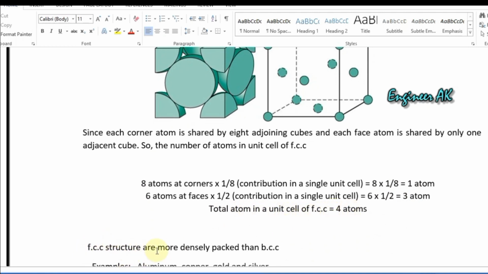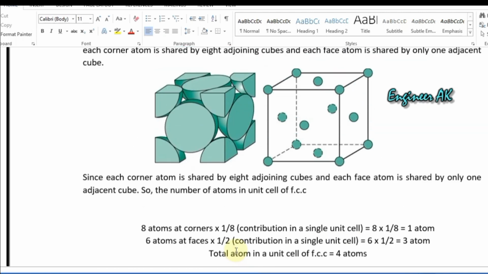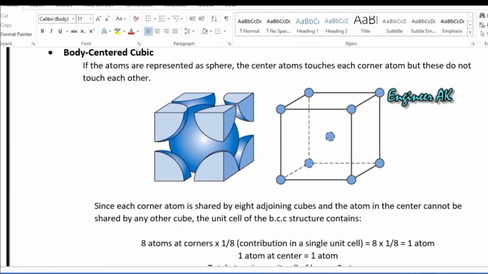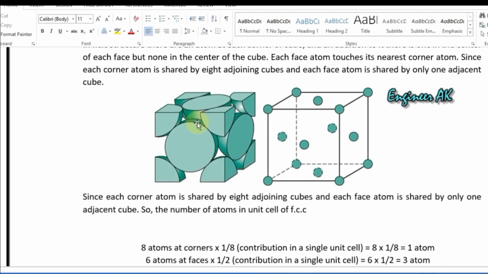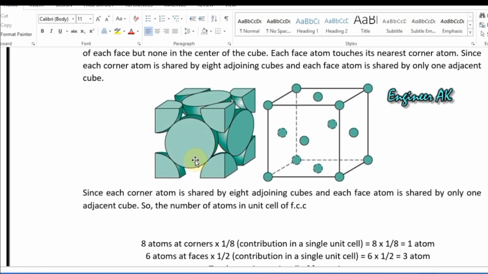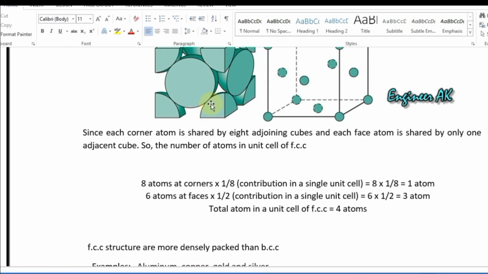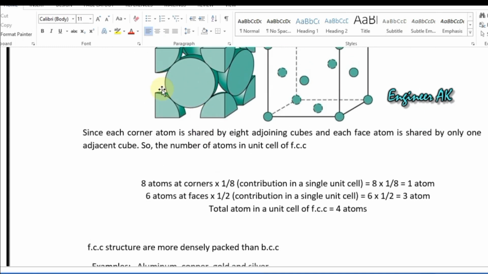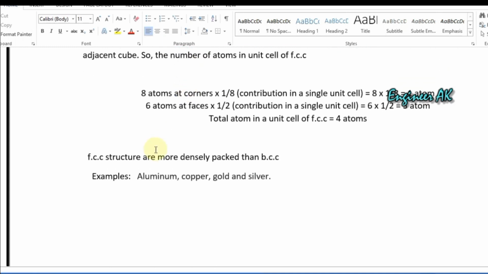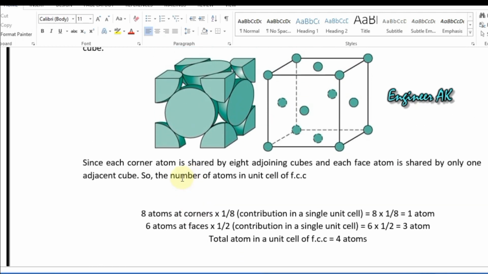This means FCC structures are more densely packed: BCC has a total of 2 atoms, and FCC has a total of 4 atoms. So obviously this is more densely packed, or we can say more closely packed, right? There are more atoms as compared to BCC. Examples of FCC are aluminum, copper, gold and silver. These are examples of FCC structure.